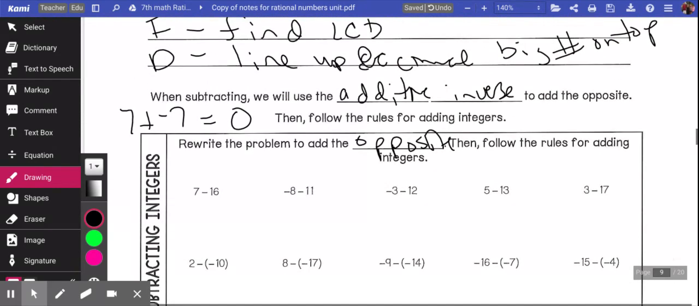So if you recall from last lesson, I just like to go add the opposite, and then I have 7 plus -16. And then I go add the opposite. -8 plus -11 is -19. Okay, so go ahead and pause the video, and then you do the rest.